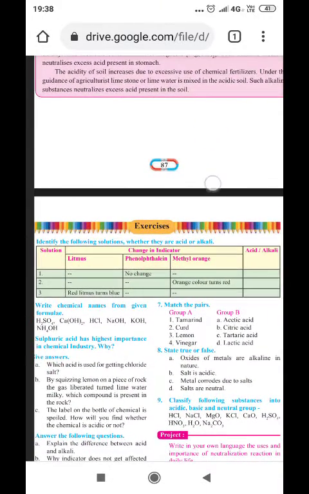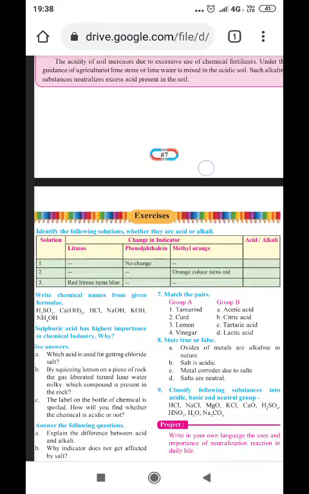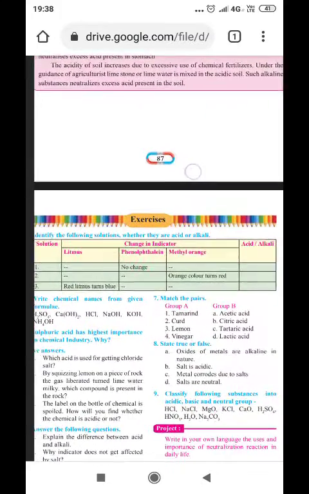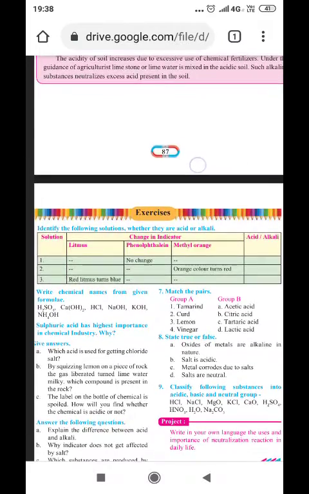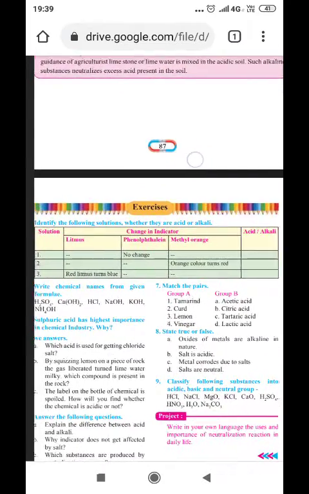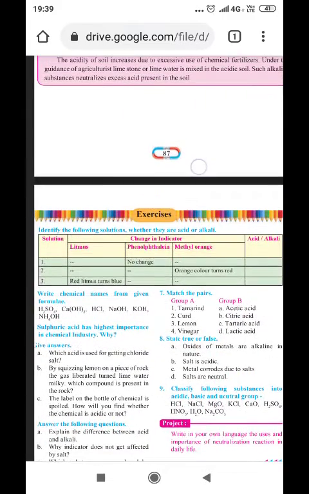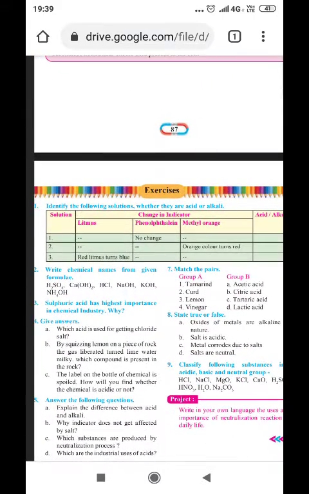The acidity of soil increases due to excessive use of chemical fertilizers. Under the guidance of agriculturists, limestone or lime water is mixed with the acidic soil. Such alkaline substances neutralize excess acid present in the soil.